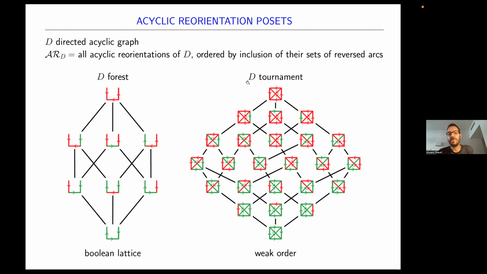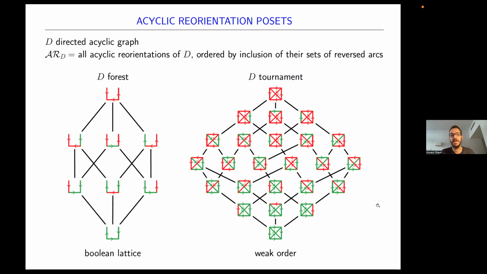And if I start from a tournament, so a tournament is an oriented complete graph. It's a directed acyclic complete graph. Then what I get is just the weak order. Well, the reason is that the tournament tells me an order on the vertices. You have a unique source, then if you remove this source, you have a unique source again, and so on and so forth. So these acyclic reorientation posets are just an interesting class of posets containing the weak order. So everything I spoke about during 40 minutes is just this example of a tournament.